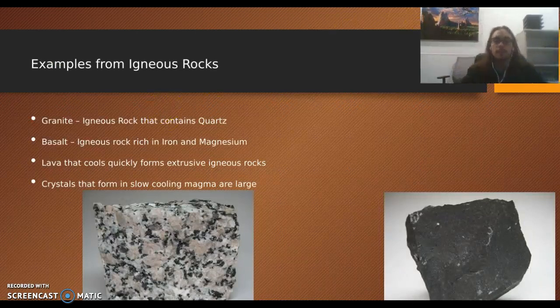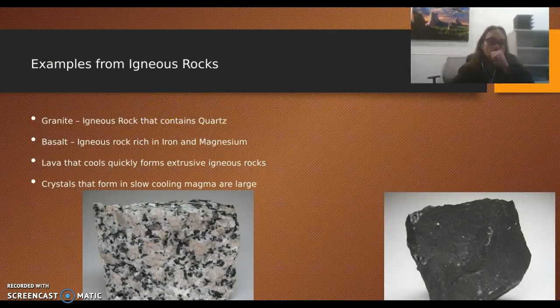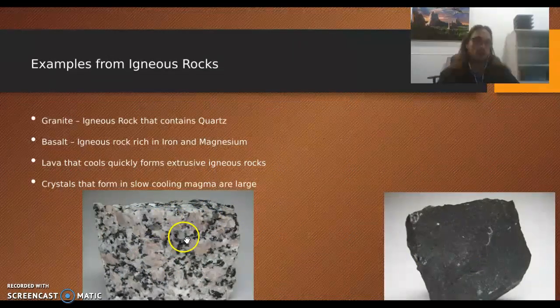So here's some examples of igneous rocks right here. We've got granite on the left and basalt on the right. Basalt is going to be like ocean crust, and granite is going to be continental crust a lot of the time. So that's something important to remember.